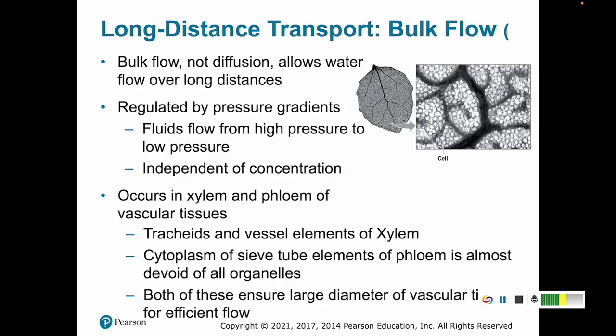And bulk flow is going to occur in xylem and phloem of vascular tissues, in tracheids and vessel elements of the xylem. The cytoplasm of sieve tube elements in the phloem is almost devoid of organelles. So both of those factors assure that there's a large diameter in the vascular tissue, so a lot of water can be fitting and flowing through very efficiently.